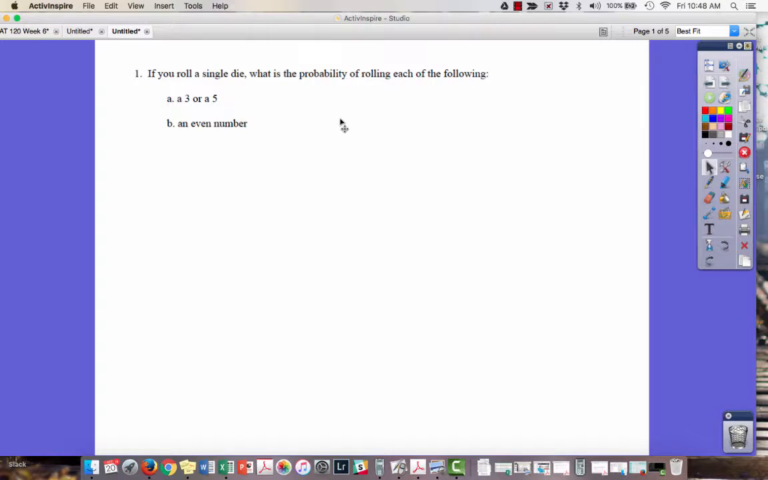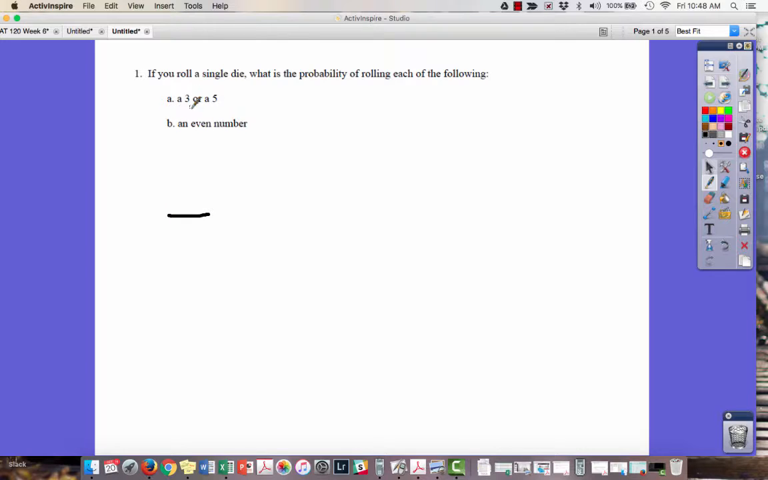This is the review for the last little bit of class, that review for 6 and 7. The idea with probability is that you always have to think about how many ways to get what you want on top and how many possibilities are there on the bottom. And then you always want to reduce that.